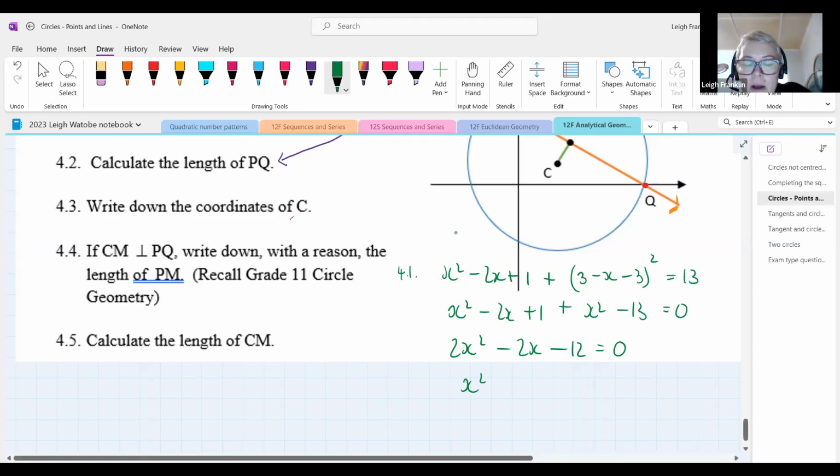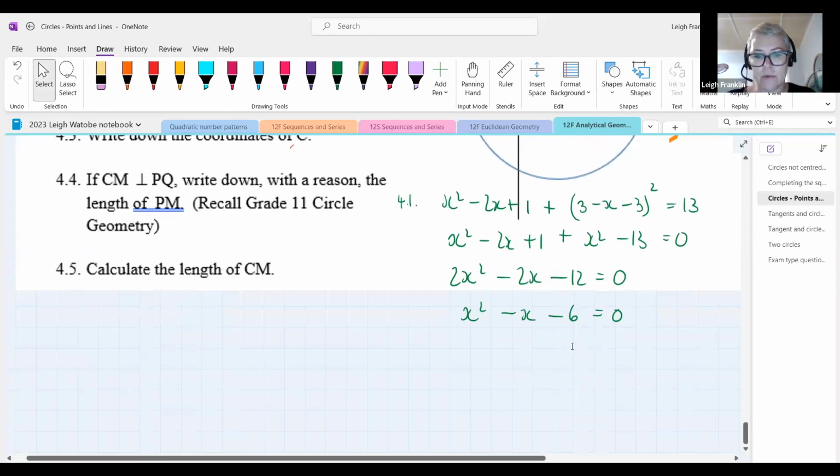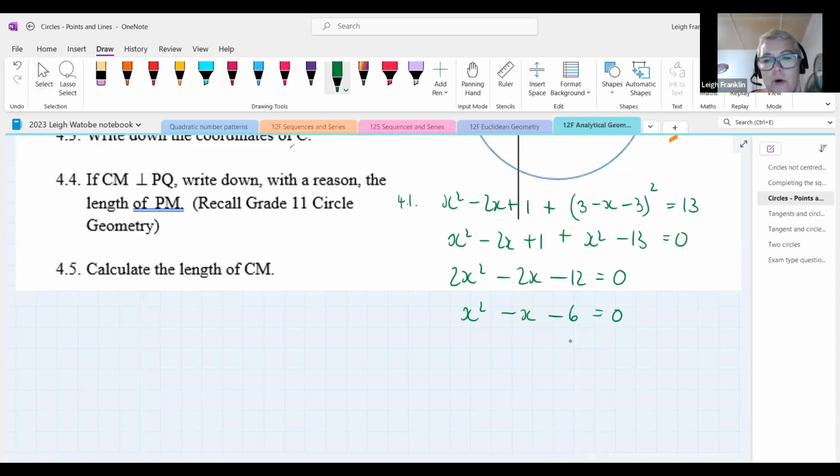Okay, so if you divided everything by 2, you would have had minus x over here and then minus 6. Or did you divide it by negative 2? No, I divided by positive 2. I made a mistake there. No, that's fine. Not a problem. Well done. This is perfect. What you got here so far is really, really good.